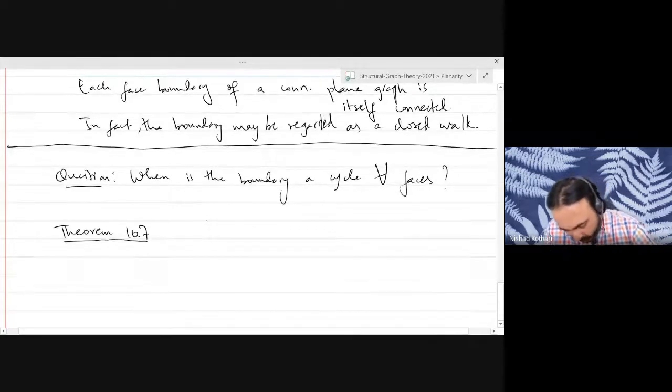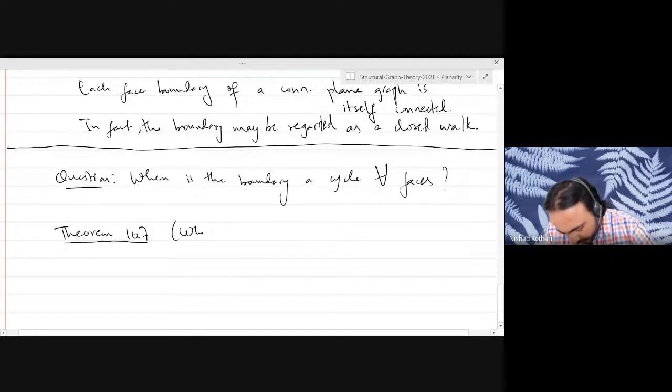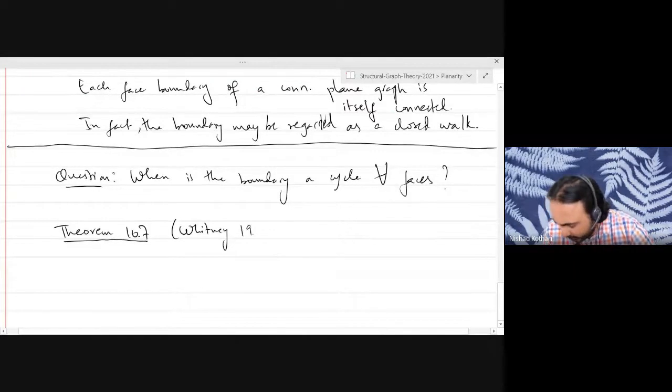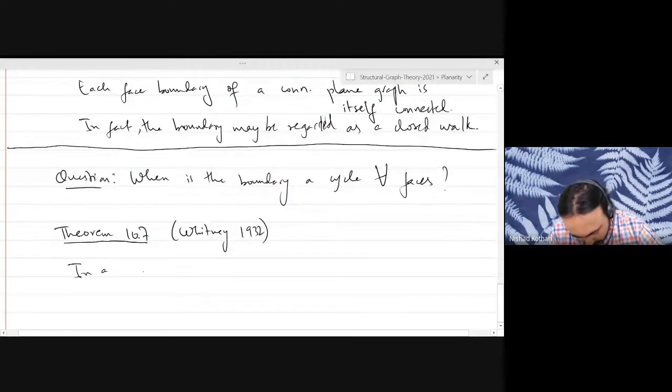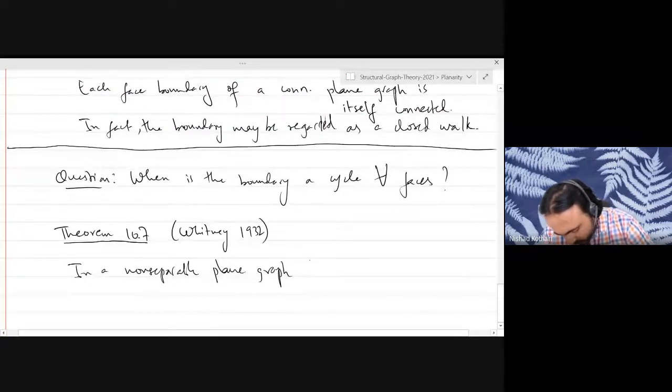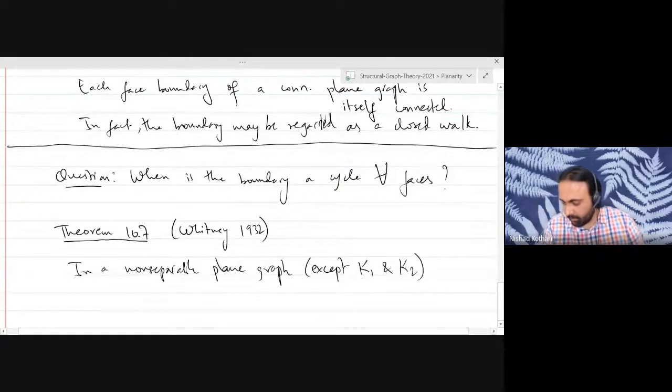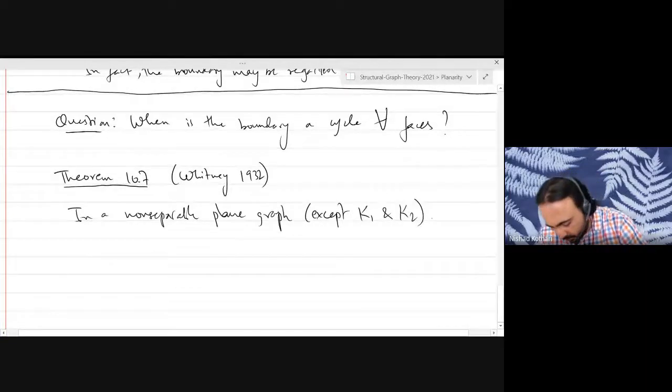This was proved by Whitney, who also did the ear decomposition stuff, in 1932. He proved it for all non-separable plane graphs except for K1 and K2, which is almost the same as saying that the graph is 2-connected, right? In a non-separable plane graph, except K1 and K2, each face is bounded by a cycle.